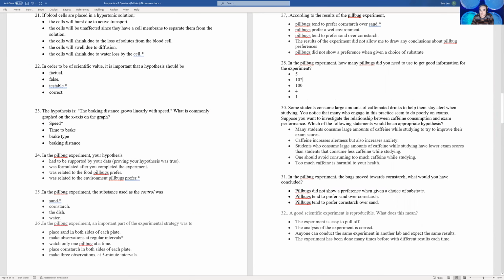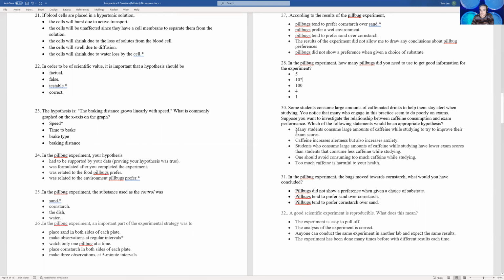And then here we have another question about forming a hypothesis. This one is kind of like a reading prompt. You want to take the information that's given here to figure out what answer is correct. So some students consume large amounts of caffeinated drinks to help them stay alert when studying. You notice that many who engage in this practice seem to do poorly on exams. Suppose you want to investigate the relationship between caffeine consumption and exam performance. Which of the following statements would be an appropriate hypothesis?